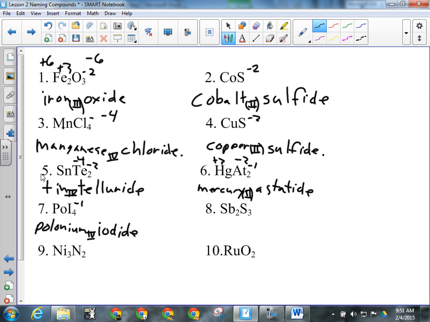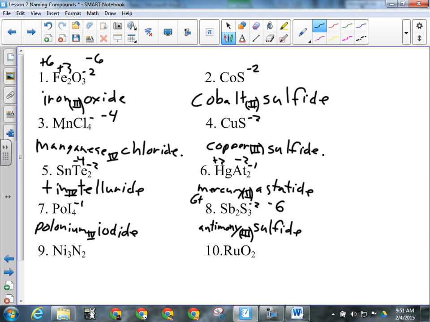Okay, for number 8, I've got antimony with sulfur. Okay, sulfide's charge is always -2, which gives me 6 negatives that I have to balance out. So I've got to have 6 positives over here. 6 divided by 2 is 3. All right, so this is antimony 3 sulfide. It's probably not a real compound. I'm just throwing things together here.